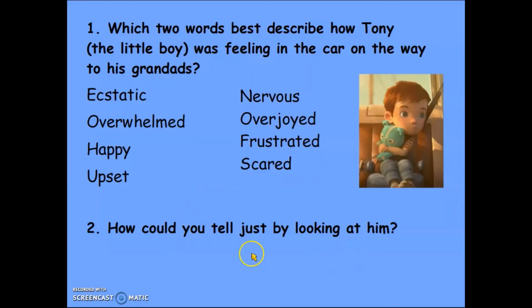For question 2, you need to expand on that. How can you tell, just by watching him in the video, that he is feeling those emotions? Write a sentence explaining how you can tell just by looking at him.